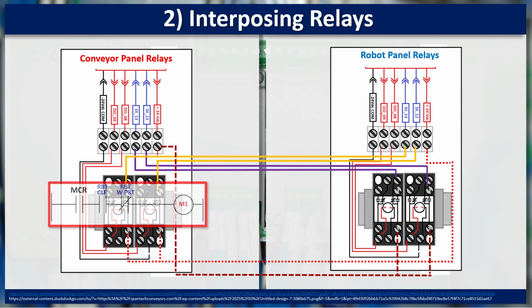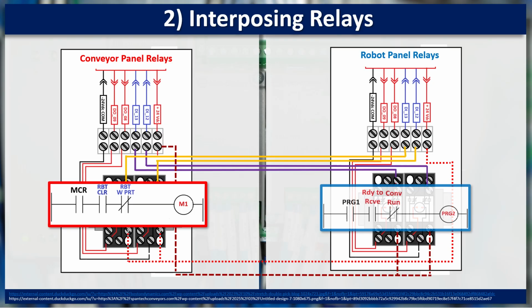When the robot energizes its clear relay and leaves its ready with a part relay de-energized, the conveyor sees that the robot is clear and has no part ready to transfer. The conveyor's relay logic then permits the M1 conveyor motor to run. In this example, the logic at the robot controller is nearly identical. It uses the conveyor's status signals to determine when it is permitted to present a part. If the machines need to exchange additional discrete information, additional interposing relays and PLC input/output points can be added.